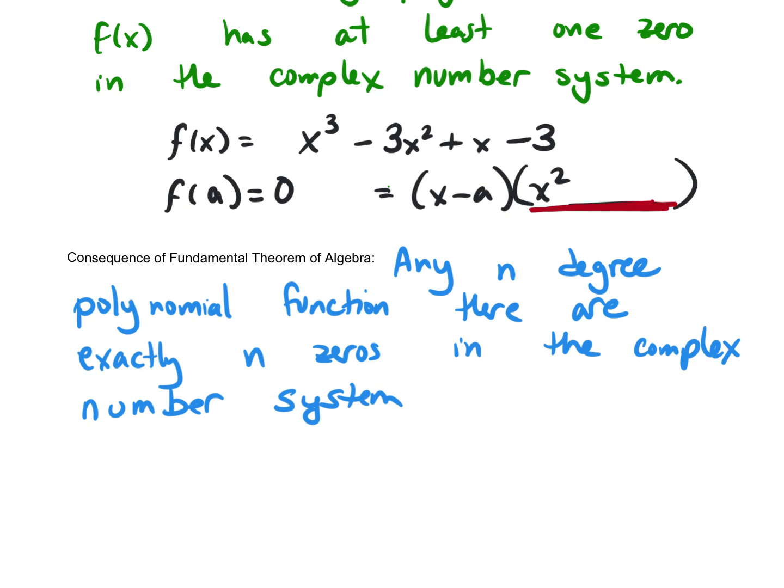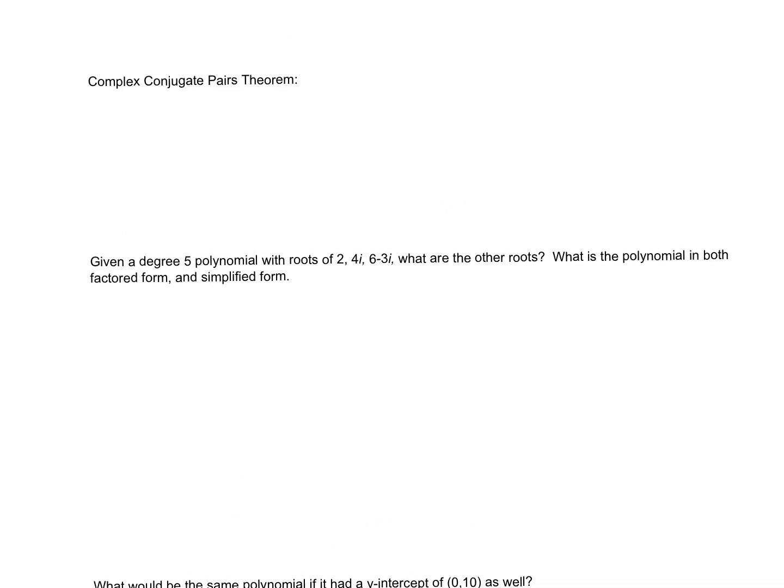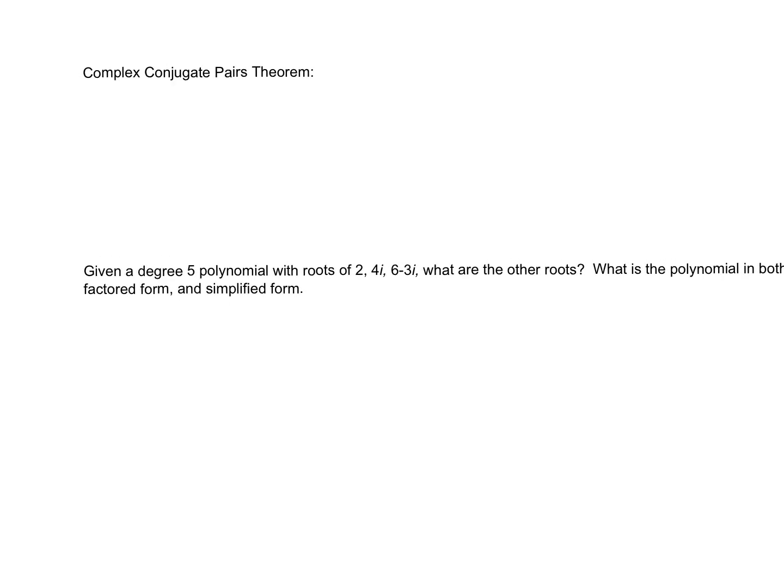So we're going to use this to find some different zeros and some different polynomials in this section. But other than that, really nothing too new. So one other neat theorem that can help us, you've probably seen this as well, but we're going to formalize it again. It's called the complex conjugate pairs theorem. Okay, it simply says this.